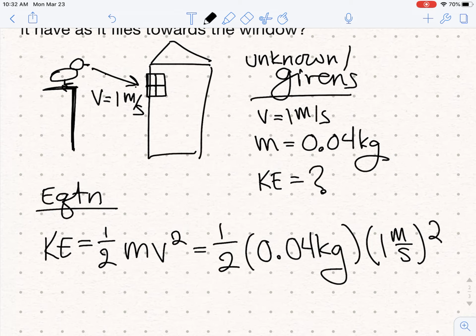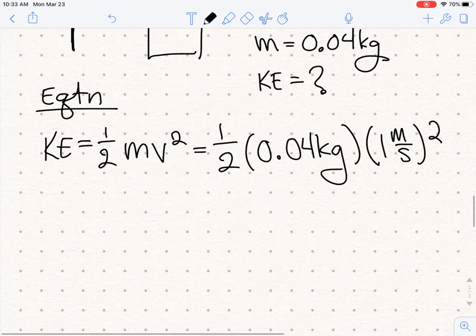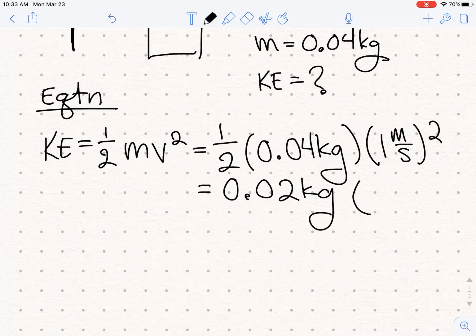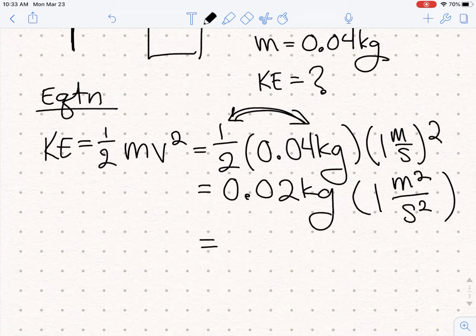All right, so now we're going to take a calculator and work through this problem. 1/2 times 0.04 gives us 0.02 kilograms times 1 times 1 is 1, and meters squared over seconds squared. So we distributed that squared, and then I multiplied these two numbers together. Now we just have to multiply those two together. Anything times 1 is itself, so we get 0.02 kilograms times meters squared over seconds squared.